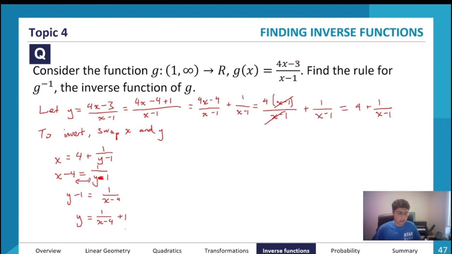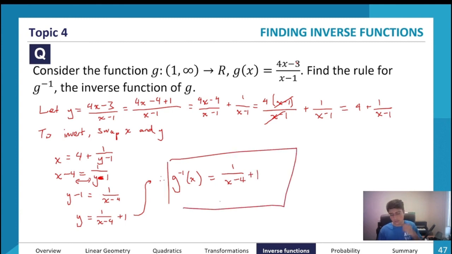Okay, so that's the equation of the inverse, but we have to specifically state the equation itself. So we have g inverse. We need to use that notation. So I'll write that here. Therefore, g inverse of x is equal to 1 over x minus 4 plus 1. That's how we find the inverse there.